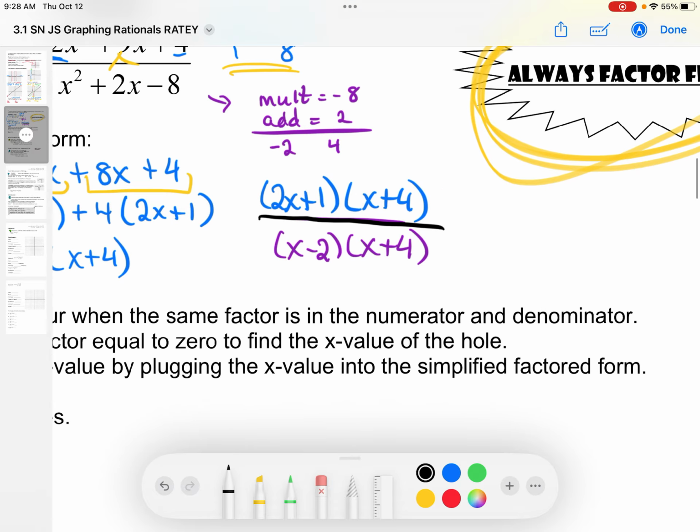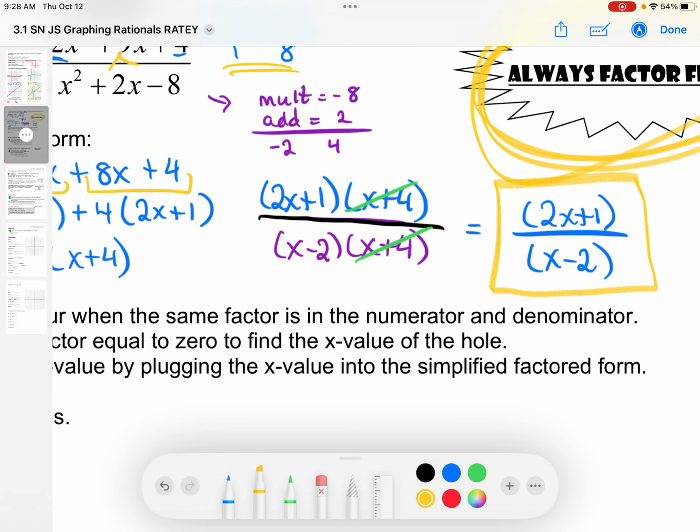So here is our factored form. And if you look, you see that there are factors that are alike in the numerator and denominator. That x plus 4 factor is in both the numerator and the denominator, so we can divide it out. Remember, when we divide out, the result is 1. So we have on top 2x plus 1. We have on bottom x minus 2. And this is completely simplified factored form.